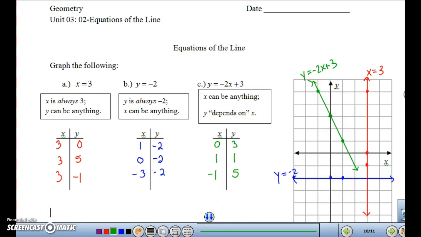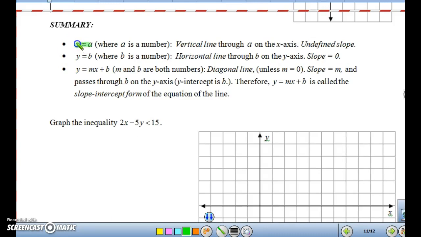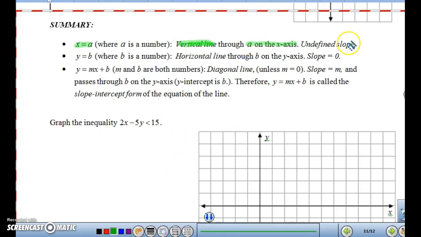So let's look at our summary. In summary, what we've just found: if we have an equation that looks like x equals a, x equals a is a vertical line. It's going to go through a on the x-axis. It's going to look like this. It is going to have an undefined slope because it's vertical. The x coordinates in the slope formula are going to be the same, so when you subtract them, it's going to be 0 in the denominator, so it's going to be an undefined slope.